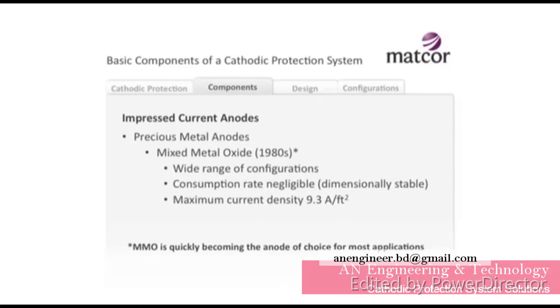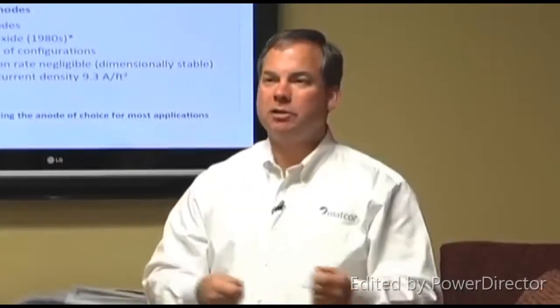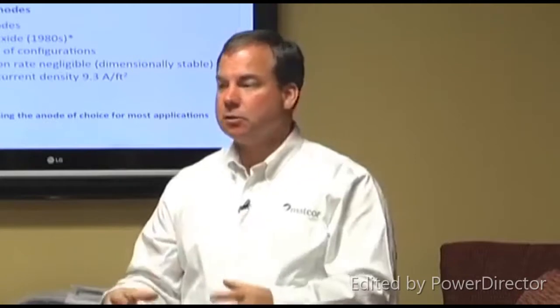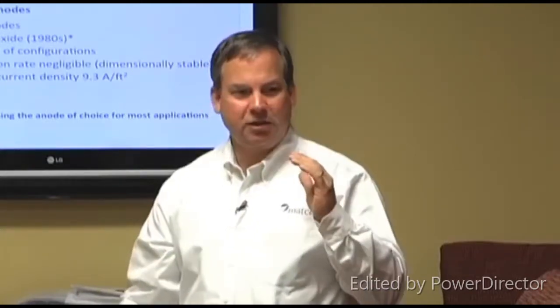The anode, mixed metal oxide, is actually a coating over a titanium substrate. So we take titanium metal. That metal can be in a wide range of configurations. And actually, in one of my later slides, I talk about configurations. Unlike a cast iron anode, where basically you're casting a cylinder, a long rod, okay, and you can't really cast a lot of neat structures.